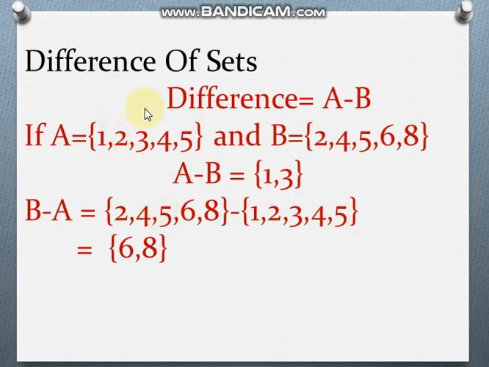The second operation is the difference of sets. Difference means subtraction. Difference is A minus B. It can be with any set letters, like X and Y. If A = {1, 2, 3, 4, 5} and B = {2, 4, 5, 6, 8}, from A we need to subtract B. So what elements will be left?